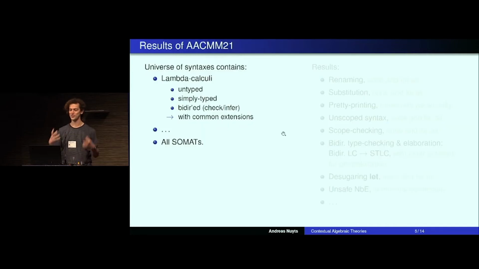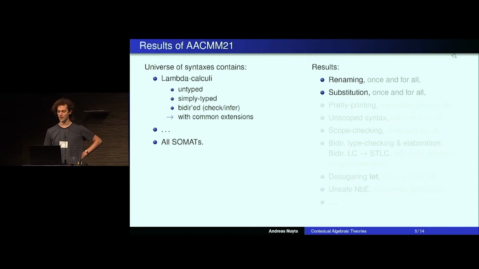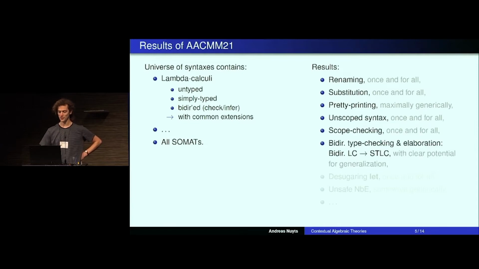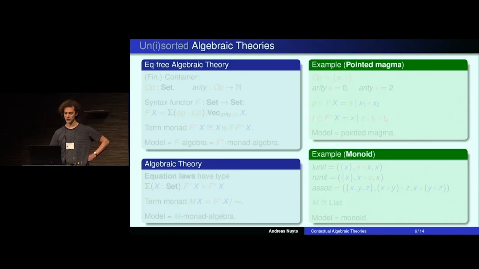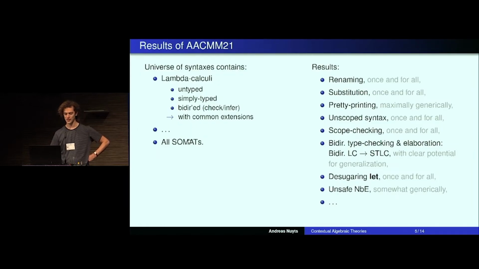And so to show you some of the power of what AACMM do, they have this universe of syntaxes, which contains a bunch of lambda calculi, untyped one, simply typed one with bidirectional annotations. A bunch of common extensions are possible, and more generally, it's all second-order maths. And the results they achieve are, well, renaming and substitution once and for all, pretty printing maximally generically, scope checking once and for all, bidirectional type checking for the lambda calculus, so that's a specific language, but with clear potential for generalization, desugaring let once and for all, irrespective of the language, and somewhat generic, unsafe normalization by evaluation. So the central thing is that they program generically against the second-order maths.